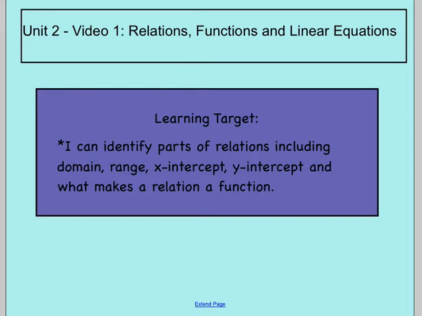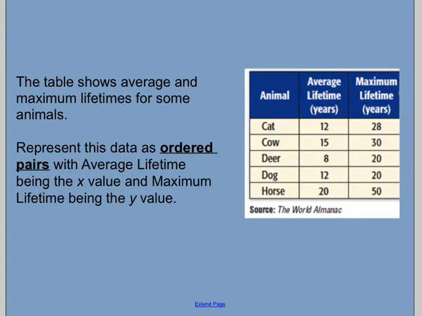Okay, so let's go ahead and look at a table. The table shows average and maximum lifetimes for some animals. Represent this data as ordered pairs, with average lifetime being the x value and maximum lifetime being the y value. So looking at it, they're saying that average lifetime is the x values, and the max lifetime is the y values. So they're saying write this data as ordered pairs.